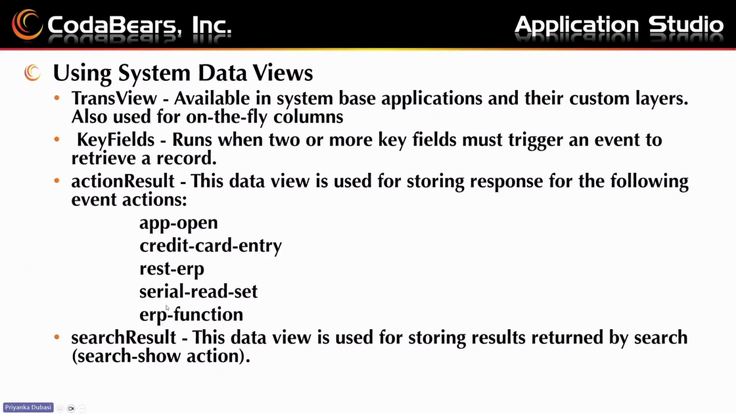And then the next system data view is your search result, which you typically use during your search show widget. That is where the data view is used for storing all the results returned by your search. So if you're using a search, pretty much you would use your search result data view. We're not limited to these system data views. We have tons of other things, but these are the most common ones that I use. So I just wanted to put that in here: the TransView, key fields, action result, which I always use when I'm using my functions, and then the search result, of course.